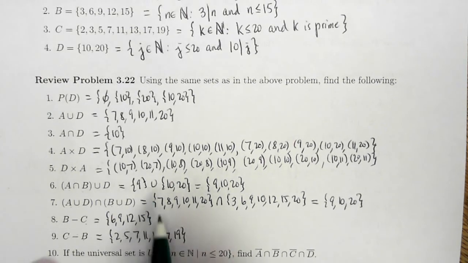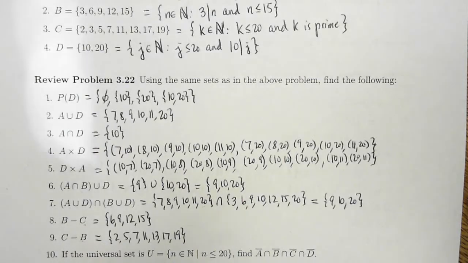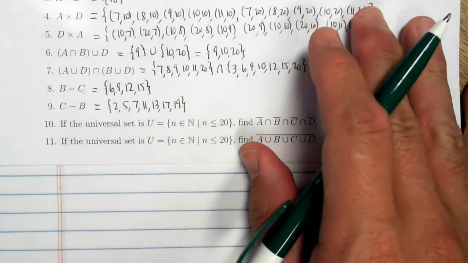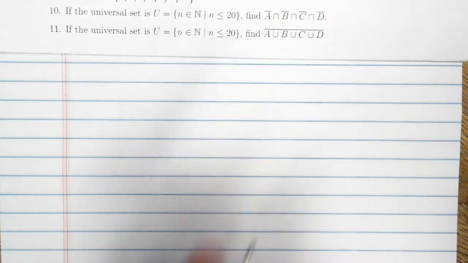So this is the list of things that are in C but not in B. Okay, number 10. If the universal set is all the positive integers 1 through 20, find A complement intersect B complement intersect C complement intersect D complement. Okay, so this one's going to take a little bit of work, so let me do it down here.